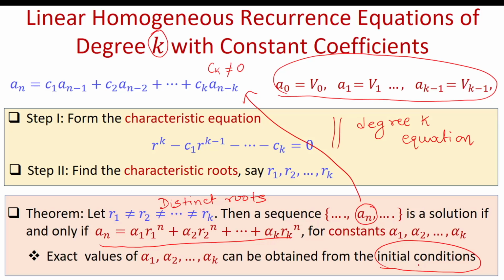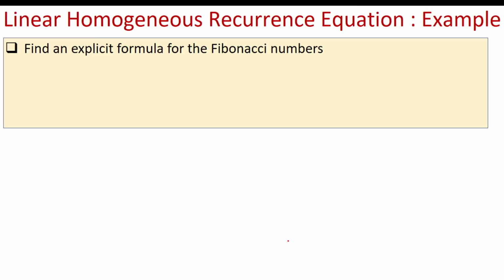But if you are not given the initial conditions, then the only thing that we can do is find out the general form of the solution. It's up to us what constants alpha 1, alpha 2, alpha k we substitute. That will determine the sequence satisfying the given recurrence condition. But if you want a unique solution, then you also need to have the initial conditions available with you. Okay, so now let's see an example where we will apply the method that we have discussed.